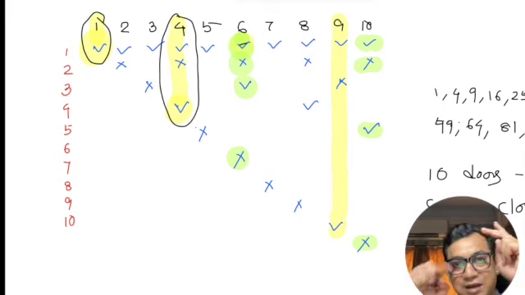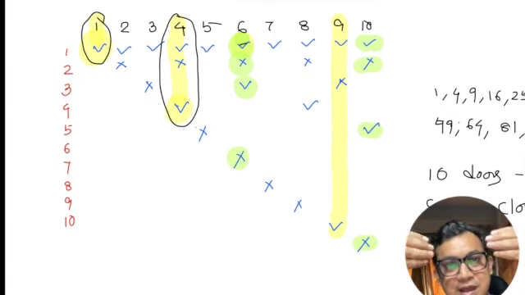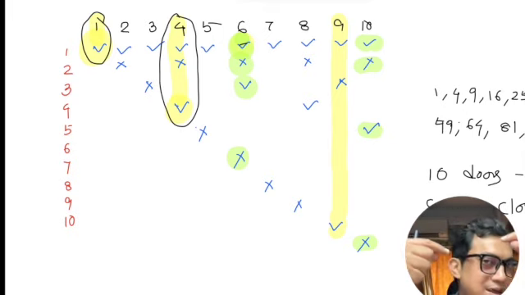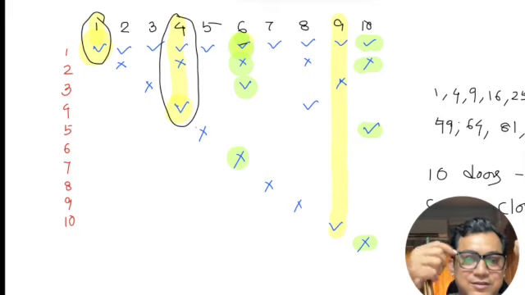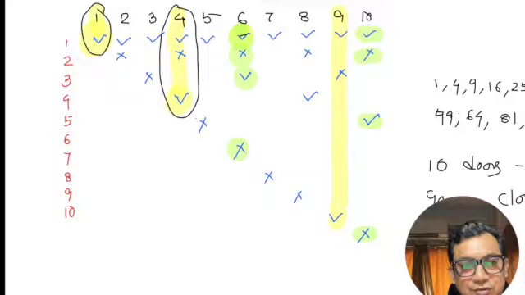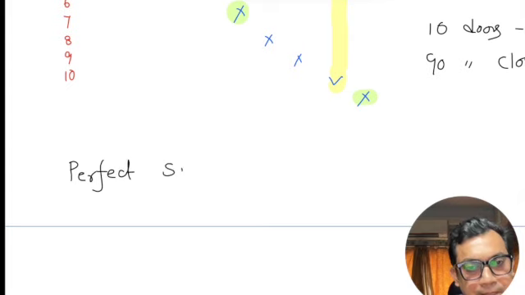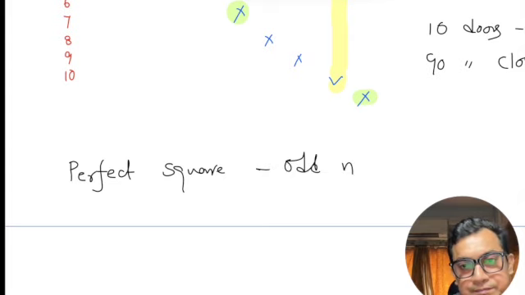That means, now let me connect these two. That means every perfect square is open. That means they have been visited an odd number of times. And that means every perfect square must have an odd number of factors. So how do you know a number is a perfect square or not? You can check the number of factors. If the number of factors is odd, it should be a perfect square. So perfect square means it has an odd number of factors.